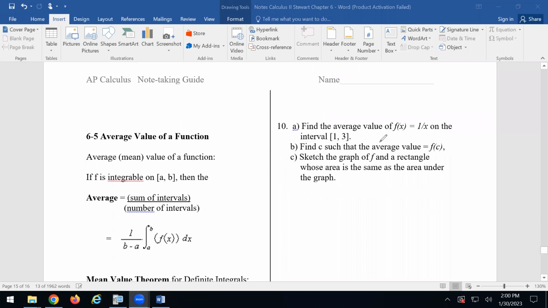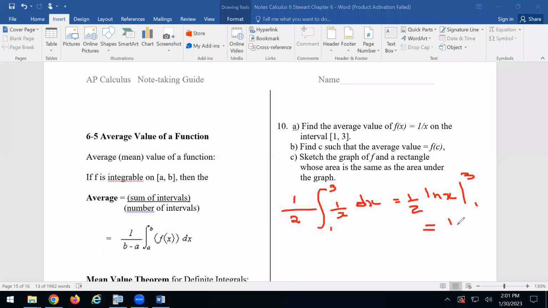Next example, find the average value of the function 1 upon x on the interval from 1 to 3. Let's start with part A. It's going to be 1 upon 3 minus 1, which is 2, so that's 1/2 times the integral from 1 to 3 of 1 upon x dx. The integral of 1 upon x is ln x. Remember, if you differentiate ln x, you get 1 upon x. Then you go from 1 to 3, and the answer you will get is 1/2 ln 3 once you work that out.